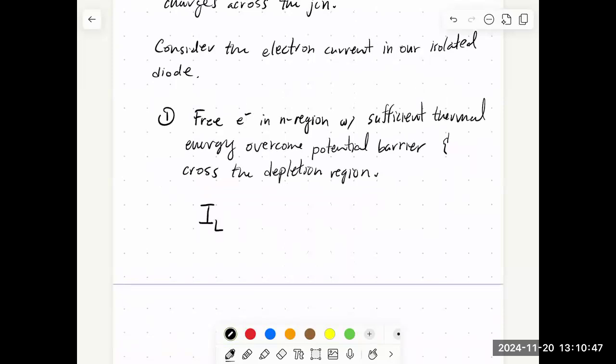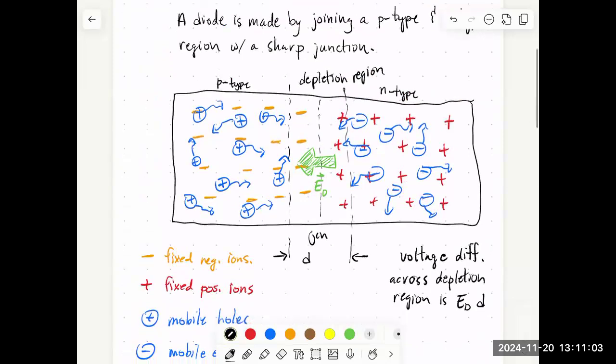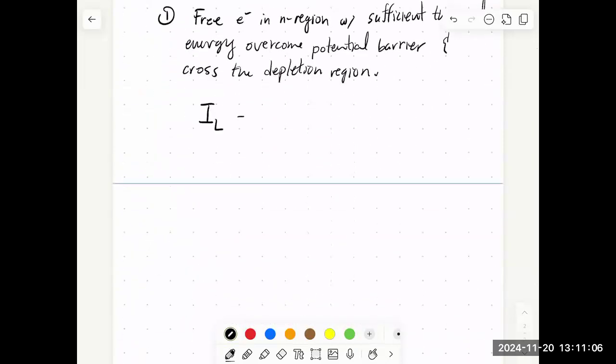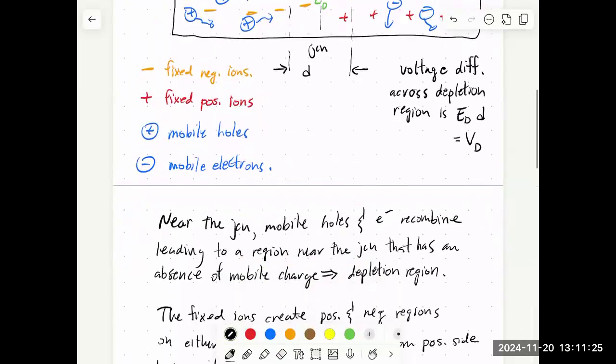so this is going to be the current to the left. I'm saying it's to the left because we're imagining an electron moving from right to left. That would actually be current to the right, but the flow of electrons to the left is what I'm thinking about right now. It would be given by A e^(-eV_D/k_BT), where this V_D is that potential barrier we were talking about.